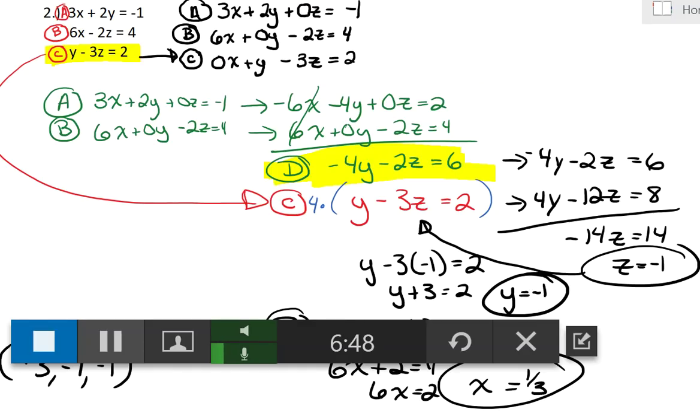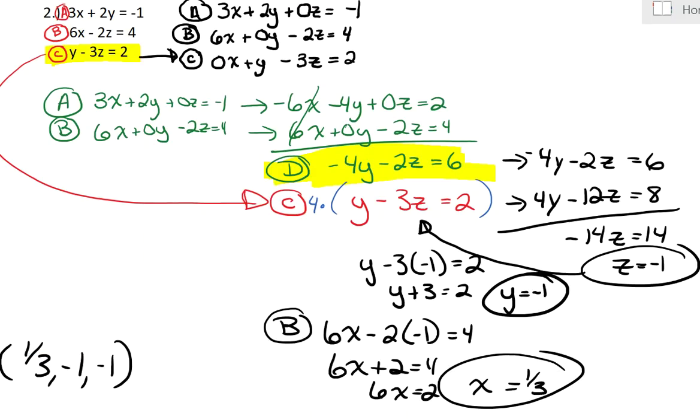Now, what you'll notice here is that I did A and B. And when I cancel out A and B, I got D, which is -4y minus 2z equals 6. And what you should notice about it, we have a y and a z. But if we backtrack over to C right here, you have y minus 3z equals 2. So even though I could do another combination, either with B and C or A and C to cancel out the x's, I really don't need to.